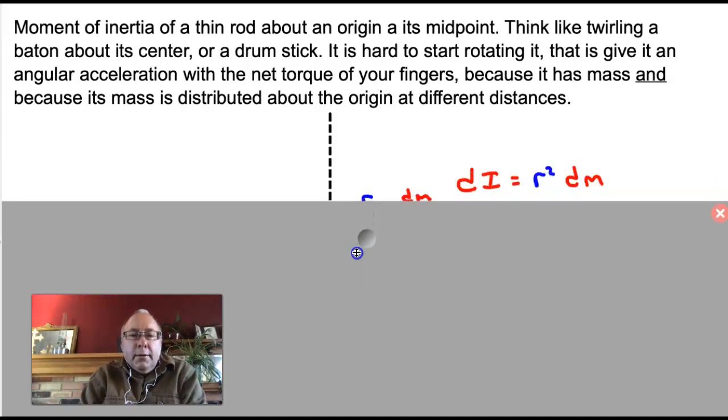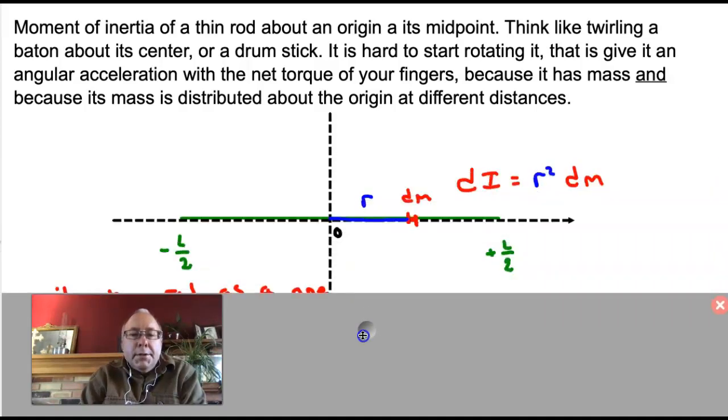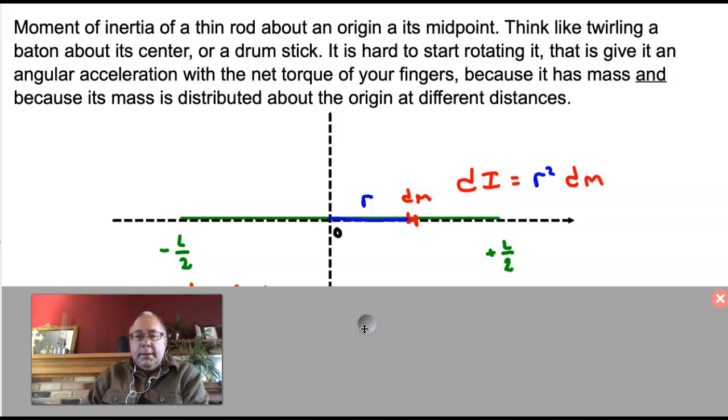Okay, so if we take a look at what we do here, we set up a coordinate system on the object like the baton. So the green object is like the pencil. We put the origin at the middle because that's where we're going to rotate it about that axis. And what we can think about is, due to some little element of mass out here somewhere on the rod, some distance r away, there'll be a little bit of the moment of inertia due to that little mass right there. So we could define that as dI equals r squared dm.